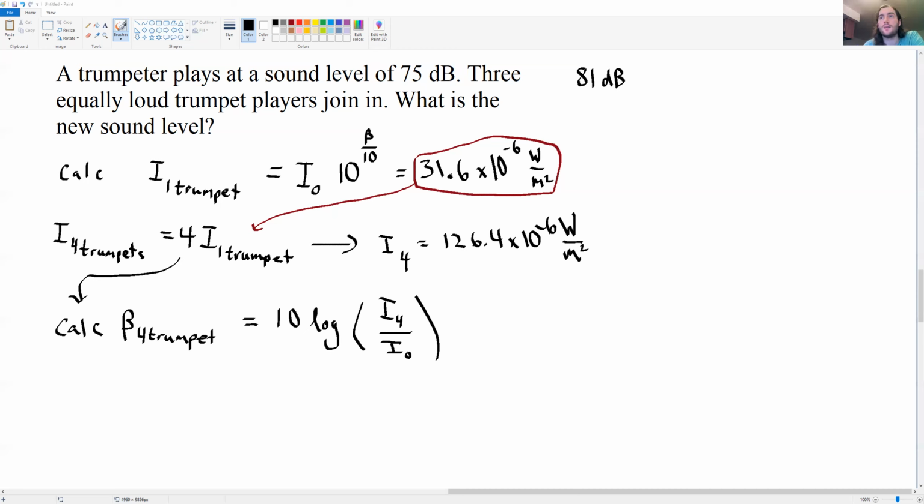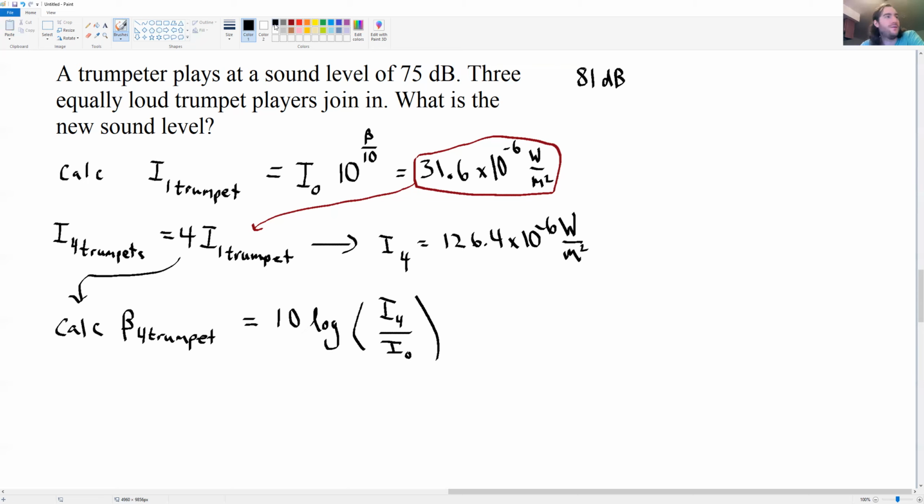Well, I definitely made a mistake somewhere here. I think the intensity is fine. I think the mistake is in my calculation somewhere. See if I can spot it here. Oh, no, that's fine. Oh, it's using natural log. That was why. Okay, there we go.